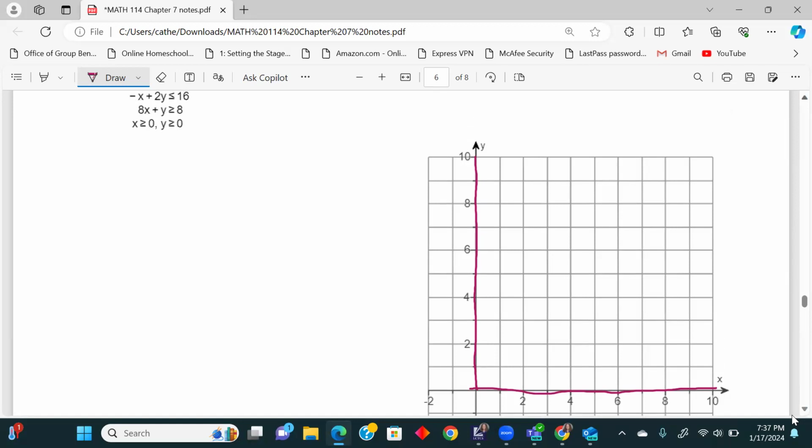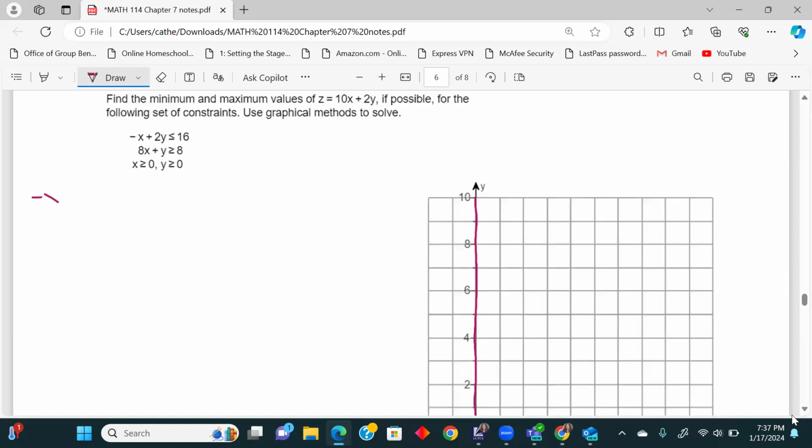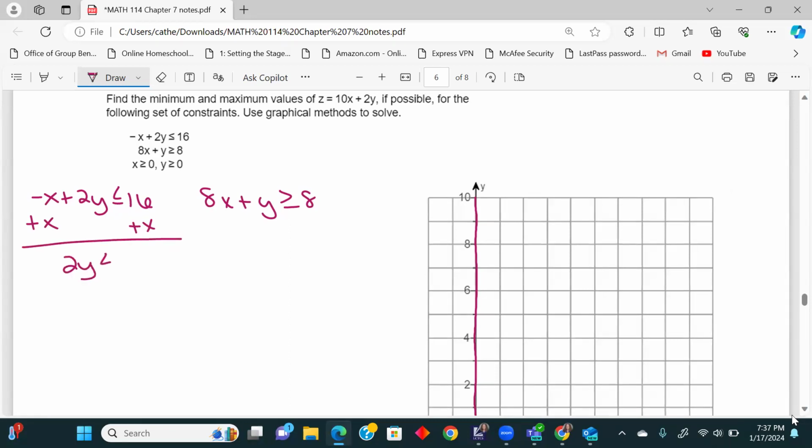Let's look at the other two we need to graph. All right, let's move the x. Divide everybody by 2. X over 2 is the same as 1/2 x. I mean, you could put the x over the 2. It's kind of irrelevant. It's the same thing. Let's move this 8x.